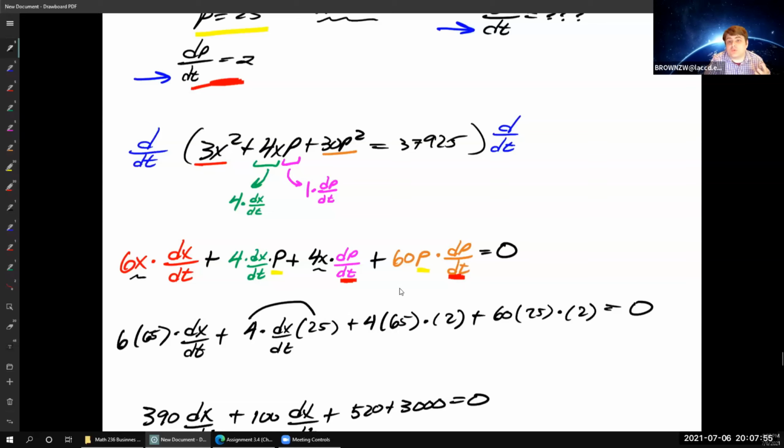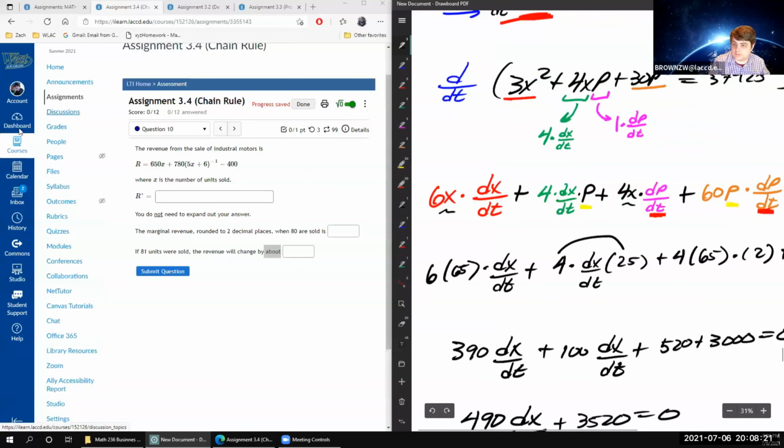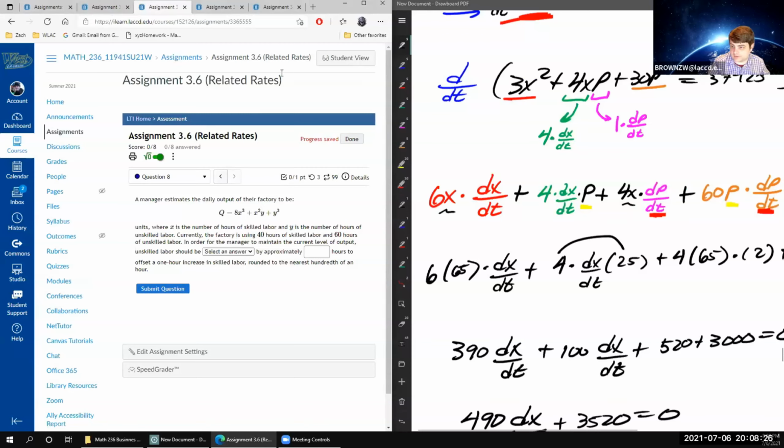I'm not going to work out the full problem. I want to give you one little hint on the homework. There's one that's very, very similar to this, and I'm going to pull that up real quick. Give me a second. Oh, come on. And then let me just pull this over. There we go.